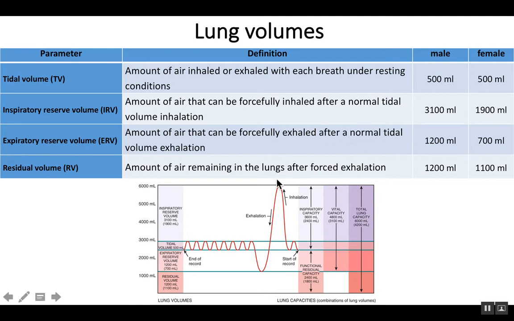If we look at the graph, we can actually look here and work our way this way. So you breathe in 500, breathe out 500. Breathe in 500, breathe out 500. During normal quiet breathing, that volume is known as tidal volume.